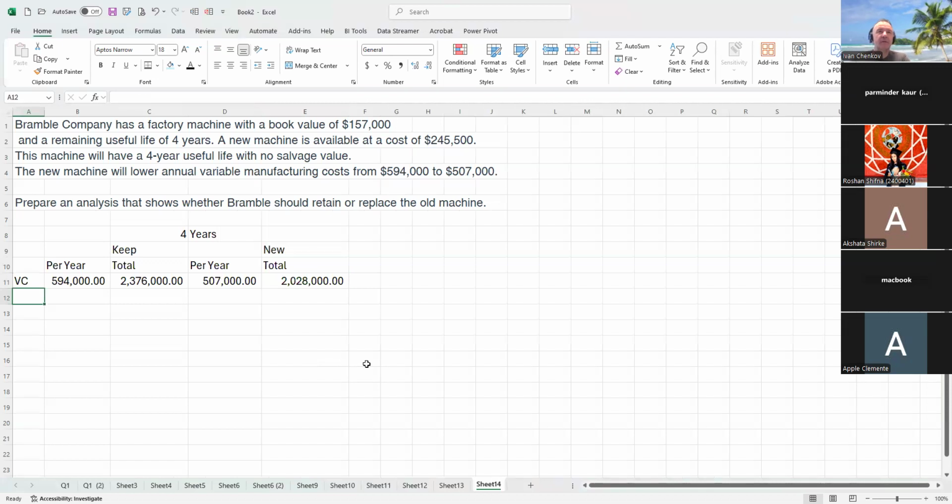Yes. What else do I have? Is there any salvage value, anything like that? No, we don't have. Cost of the new machine? If I keep it, I don't have to pay it, right? Yes. But if I buy the new machine, I have to pay 245,500. So I'm paying that one. How much in total? This is my total here, correct? What's the difference?